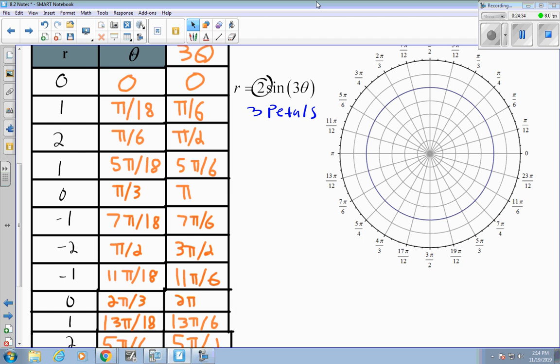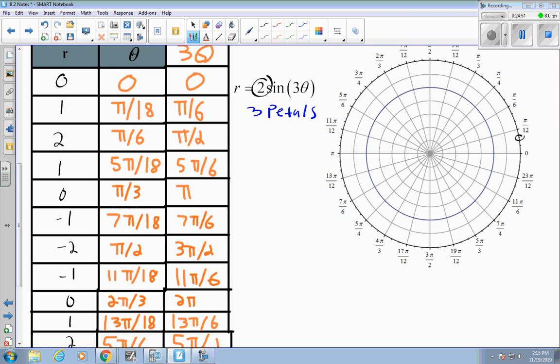Pi over 36. So pi over 18 would be where? The second one. So that tells me every 2 knobs or tick marks, or whatever you want to call it, is a pi over 18. So this is pi over 18, 2 pi over 18, 3 pi over 18, and so on. Let's start plotting this out here.